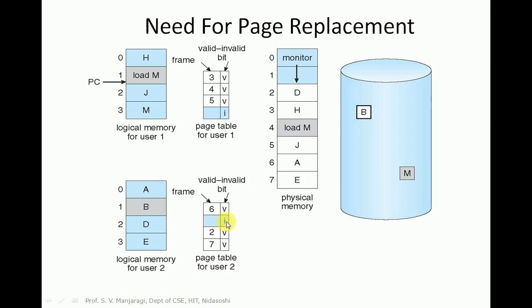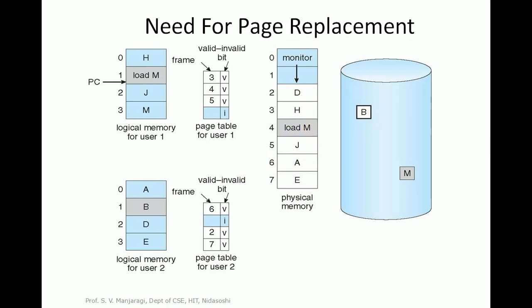In such cases, we need to go for page replacement. Actually B is there on the disk, it is not there in the physical memory. We are supposed to bring this B from disk to the physical memory, but to do that there is no free frame available, so we need to go for page replacement.